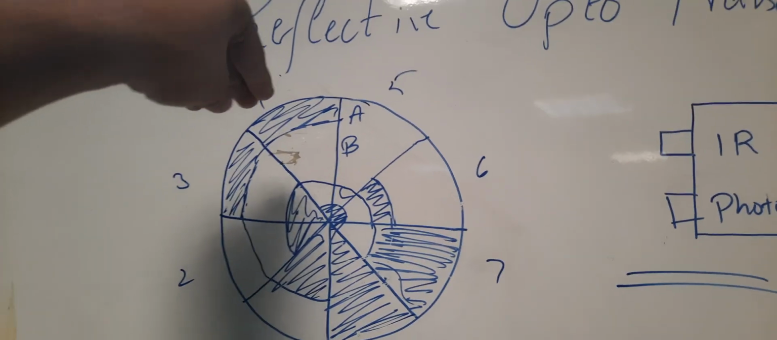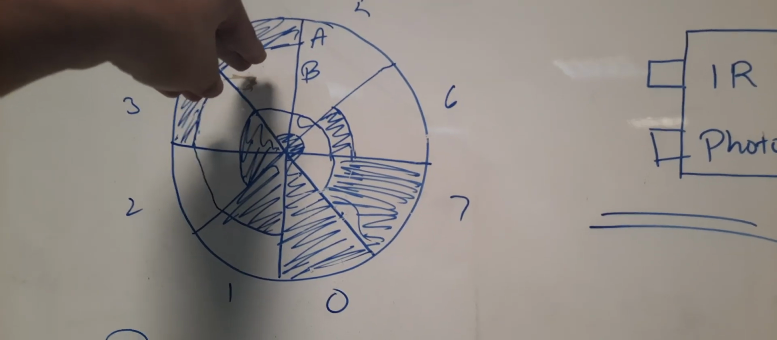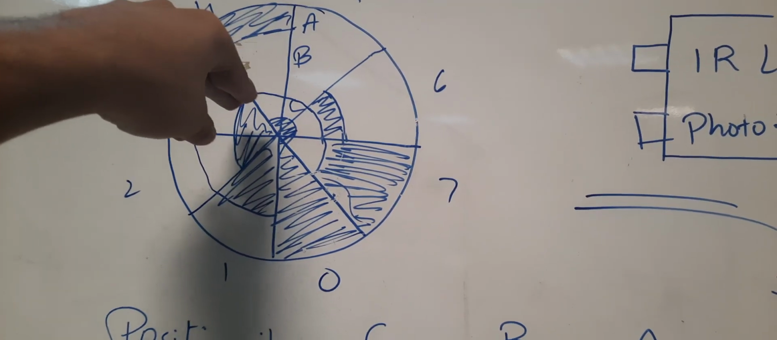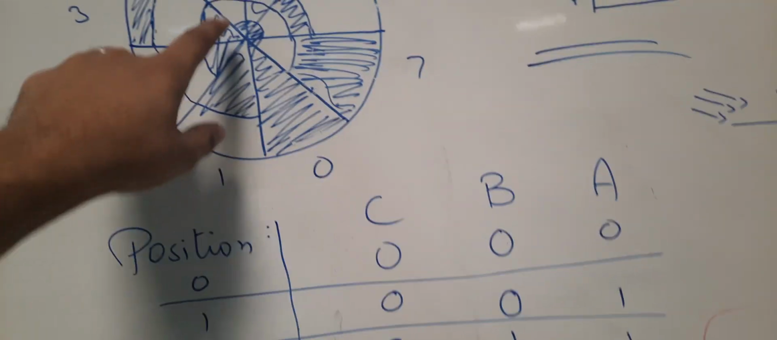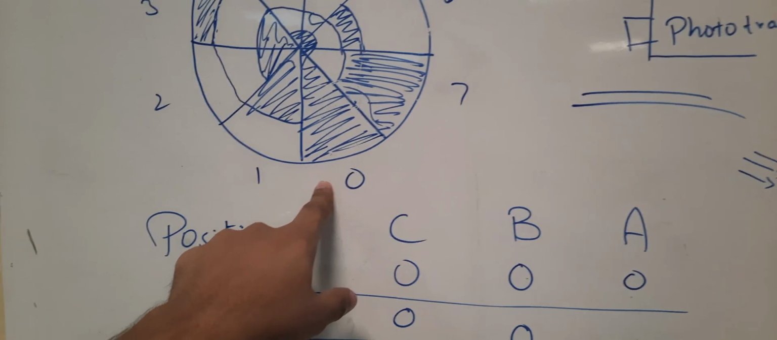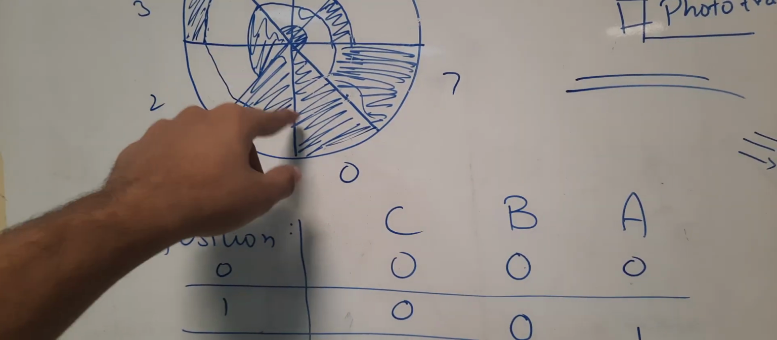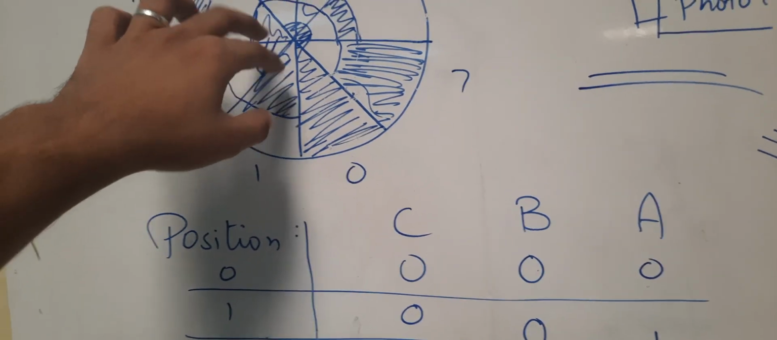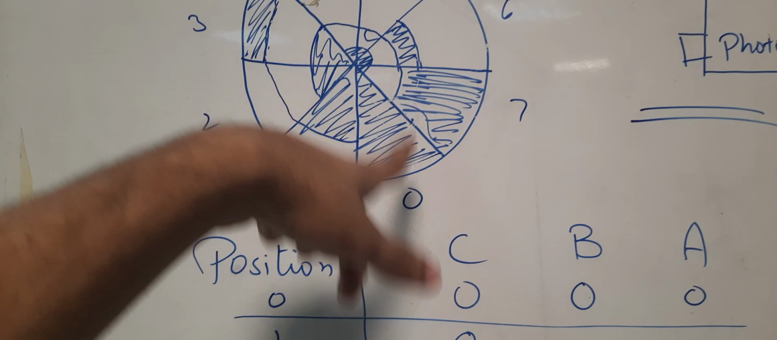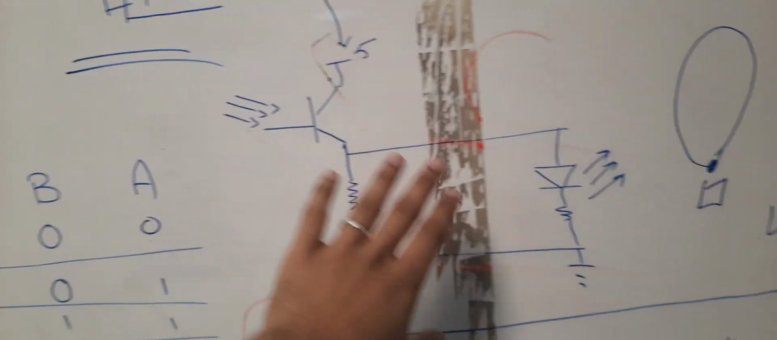So basically in this assembly we have 3 sensors. First one is mounted here, second is mounted here, and third one is mounted here. So let's assume position 0. In position 0, all of the circles, that is A, B and C, have the darker region, so neither of the LEDs will glow.